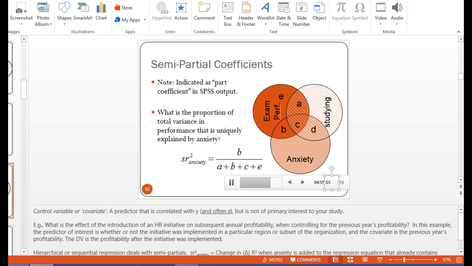Okay, so back to semi-partials. Conceptually, semi-partials, and please know this, they denote the proportion of total variance in the DV that is uniquely accounted for by a particular predictor. So in this case, we're going to stick with anxiety.